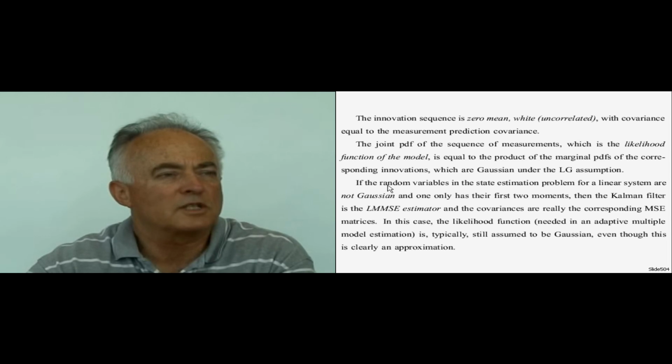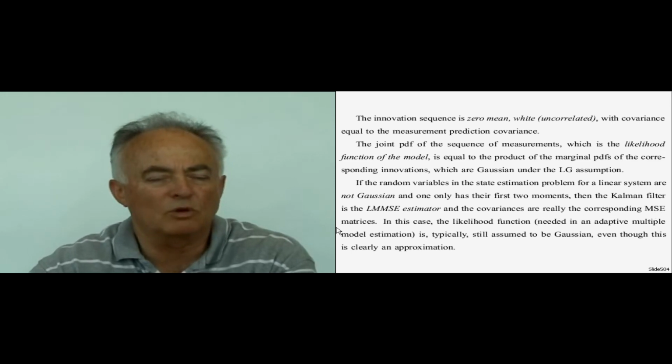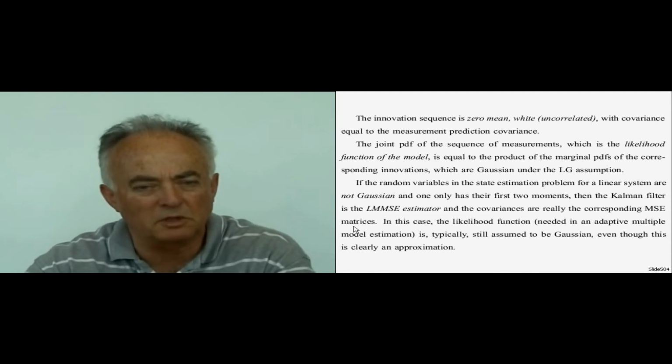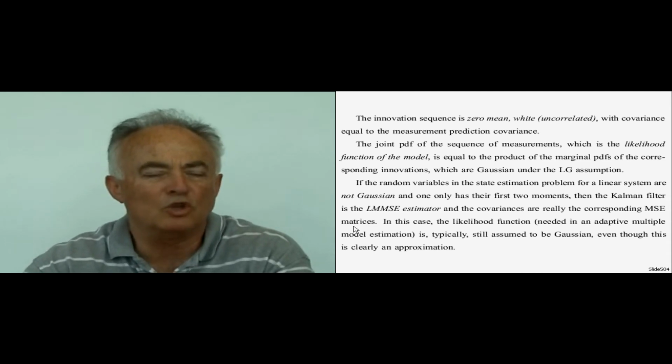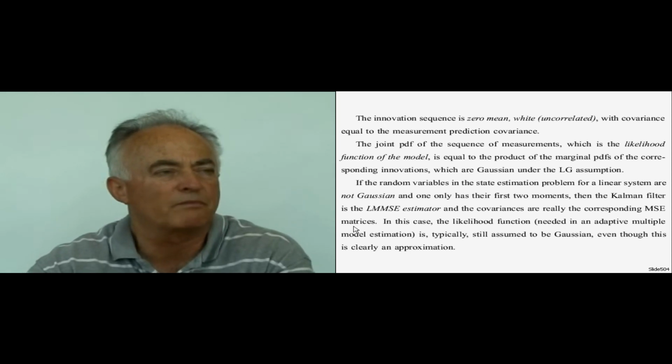Now, if the random variables in the state estimation problem for a linear system are not Gaussian and all we have is their first two moments, means and covariances, the same Kalman filter algorithm is the best linear estimator, the linear minimum mean square error estimator, and the covariances are really the corresponding mean square error matrices. Even though they are called covariances, they are really mean square matrices because they are evaluated not about a mean, but about an estimate which is not exactly the mean.